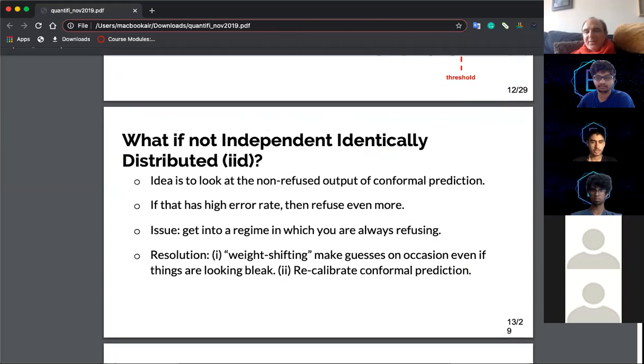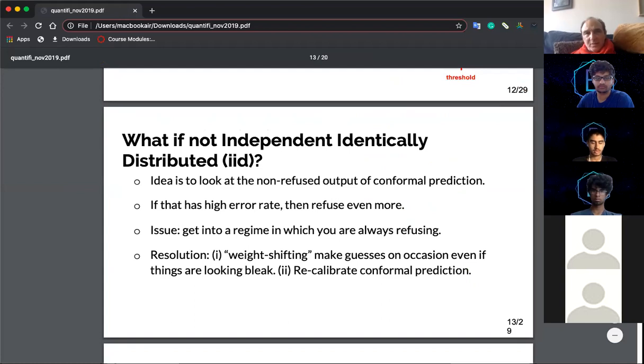But what happens if things are not independent, identically distributed? Again, just to recap, because some people came in late, independent, identically distributed, or IID, means that there's no concept drift. What was true 50 years ago is still true today. And so if there's no concept drift, then I can do this calibration once and for all. I don't even have to make my machine learning algorithms adapt. I'm just pretty much set.